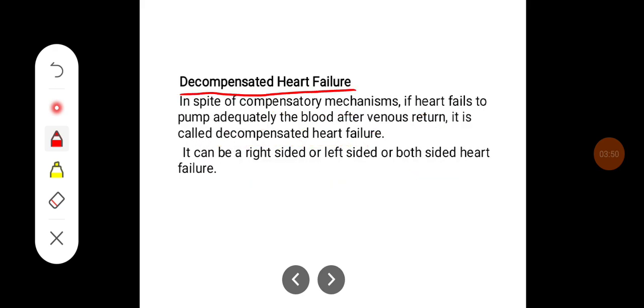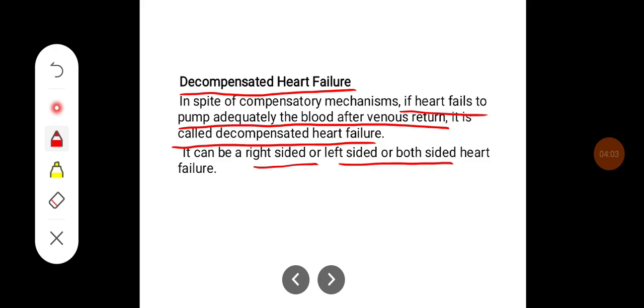Decompensated heart failure. In spite of compensatory mechanism, if heart fails to pump adequately the blood after venous return, it is called as decompensated heart failure. It can be right-sided or left-sided or both-sided heart failure.